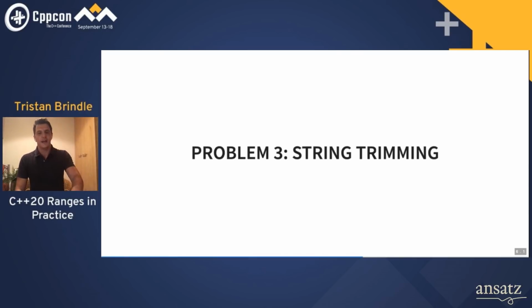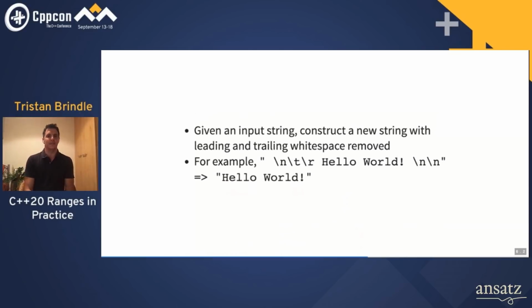So here's our problem statement this time around. Given an input string, we want to construct a new string with the leading and trailing white space removed. So if we have this string with a bunch of junk at the front, space, new line, tab, etc., at the front and at the rear, we want to get rid of it and just return hello world.